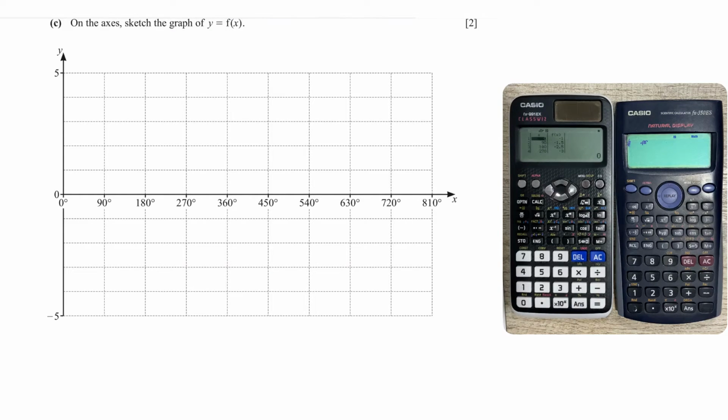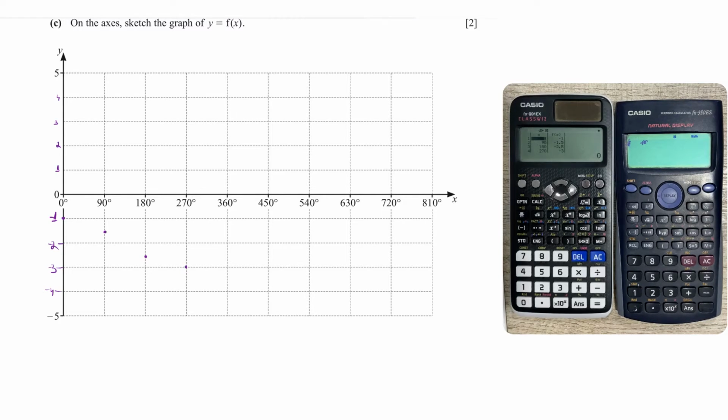You can see here that we have our answer. At 0 it's -1, so that means it's right over here. At 90 it's -1.5, sorry, I said 1.5 earlier, so I'm just going to quickly fix that. -1.5 is going to be in between -1 and -2. At 180 it's -2.5, so that's going to be in between -2 and -3. And at 270 it's -3.